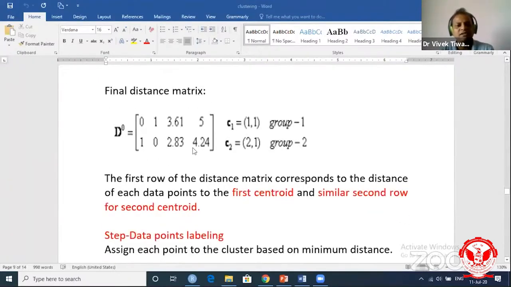So how can you understand that distance matrix? The first row represents the distance of all the data points with respect to centroid 1. The second row represents the distance from all the data points to centroid 2. Okay, so that is a distance matrix.